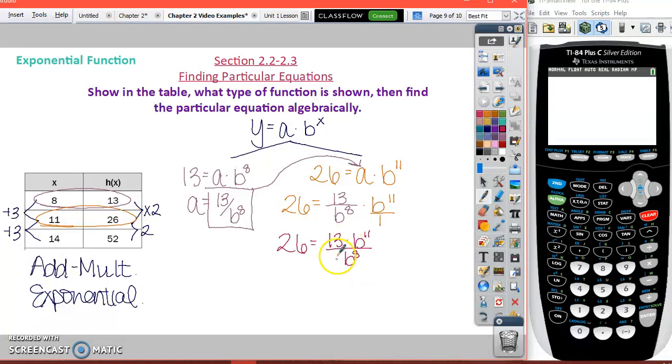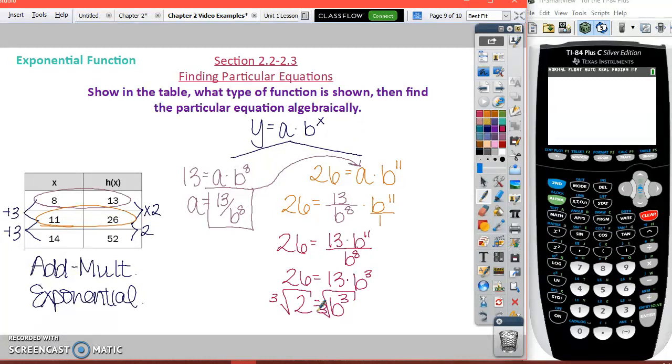Using our law of exponents, we can simplify our base b. 11 over 8, we're going to end up subtracting those powers. So I will get 26 equals 13 times b to the 3rd. From here, I'm going to divide both sides by 13. So I'm going to get 2 equals b to the 3rd. And then from here, to undo this cube, I'm going to cube root both sides.